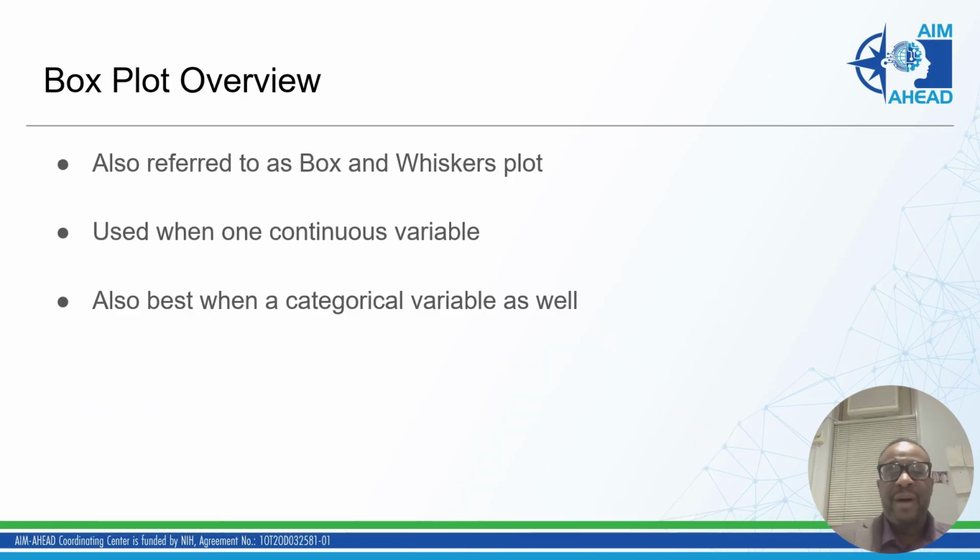Now let's move to the box plot. Box plots, sometimes called box and whisker plots, summarize data through 5 key statistics: the minimum, the first quartile, the median, the third quartile, and the maximum. They excel at comparing distributions across multiple variables or categories, highlighting outliers and variability. They can also be used when we have one continuous variable and one categorical variable.